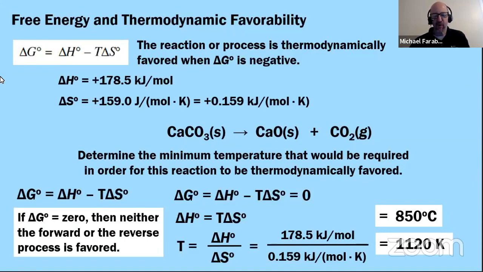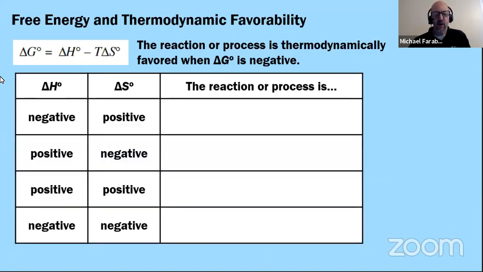Okay, so I want to talk a little bit more about the connection between free energy and temperature. Now, focusing on our delta H and our delta S, there are 4 possibilities. We have in the first row of this table here what I'm going to call a best case scenario.